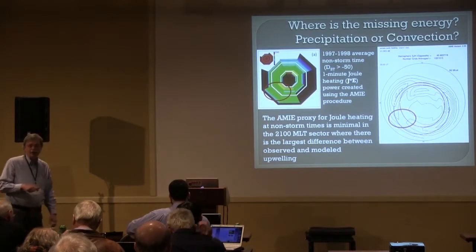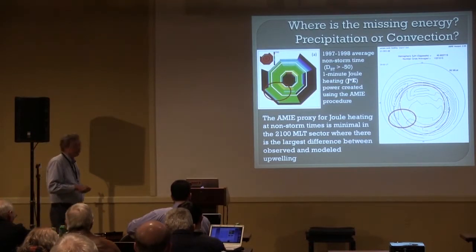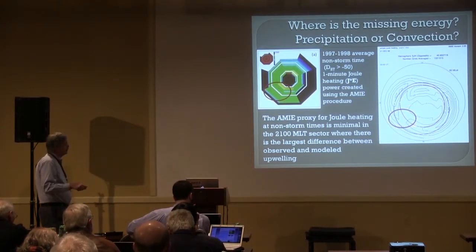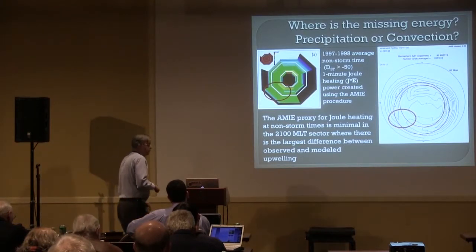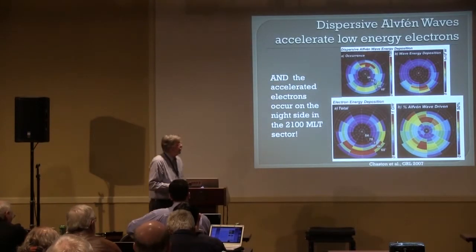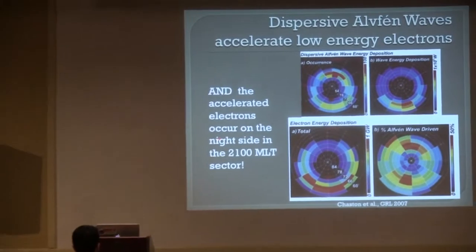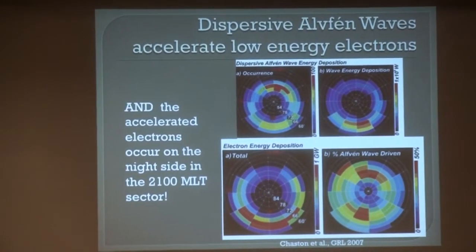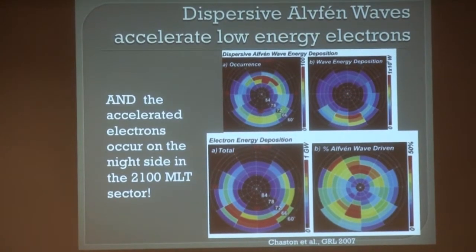Now, this is not the normal pattern you see because this is non-storm time. Most people don't think about that. So this is strike one. This says, well, perhaps convection and Joule heating is not important in that local time sector. The other thing we have is dispersive Alfvén waves, and they accelerate low energy electrons, and they show up in about the right spot.